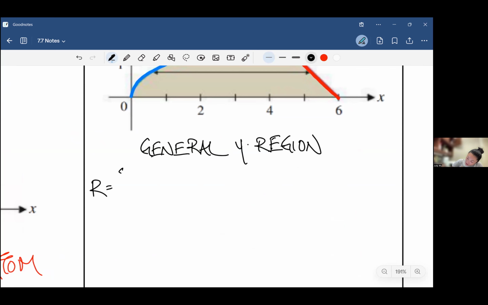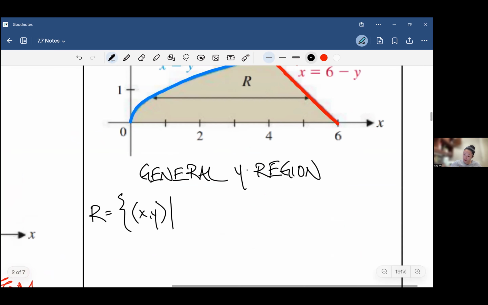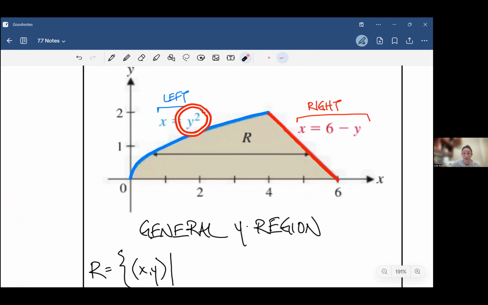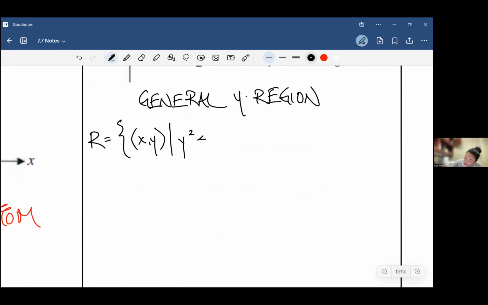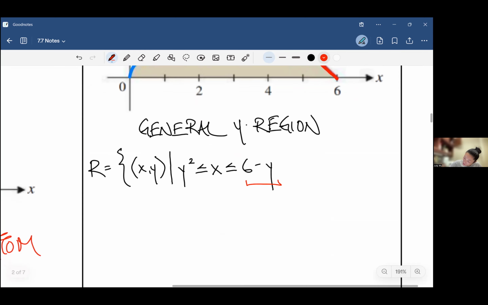R equals squiggly, parentheses, x y, close it, such that. Okay, now we need the left function first. So our left function is y squared. Then I'm going to sandwich that on the other end with 6 minus y. Okay, so y squared, x, and 6 minus y. All right, and this is our right function, and this is our left function.